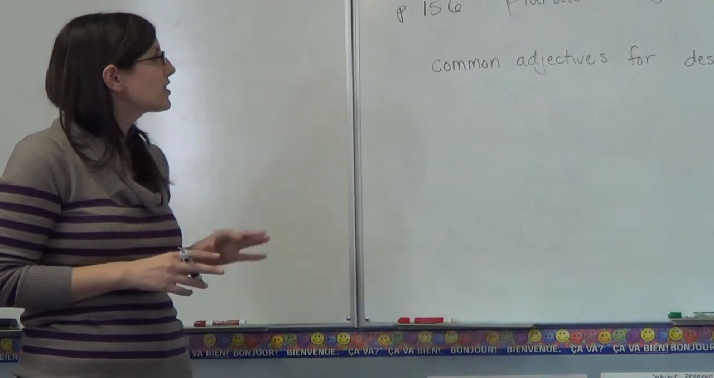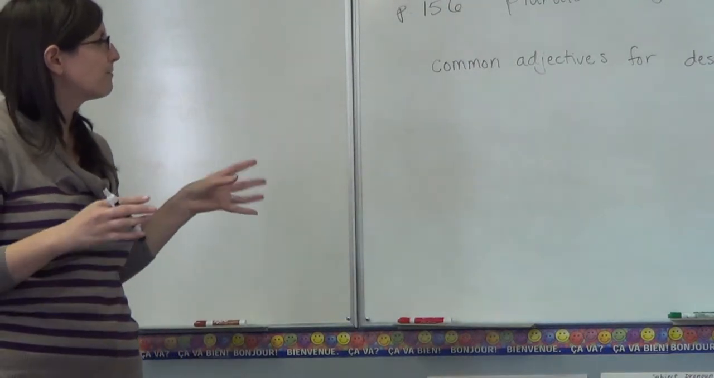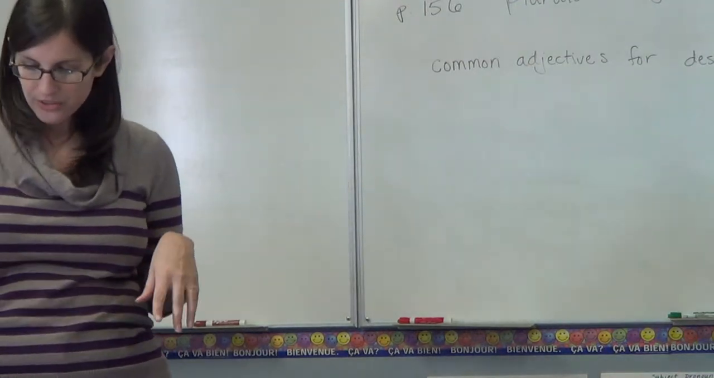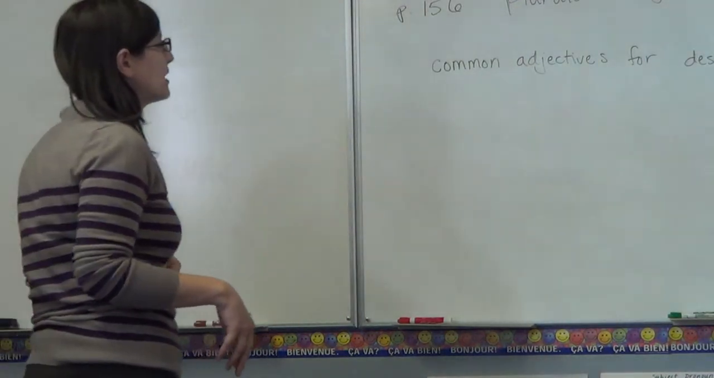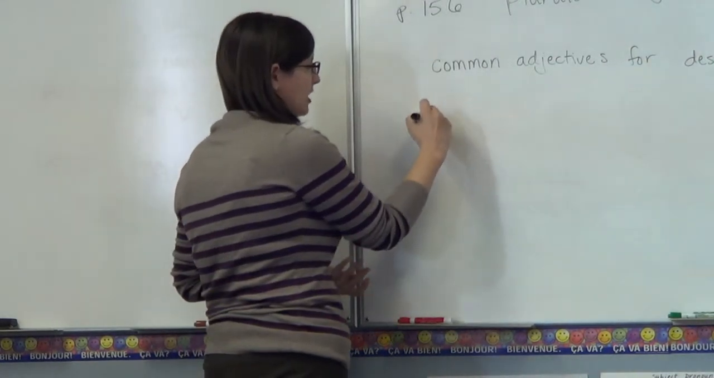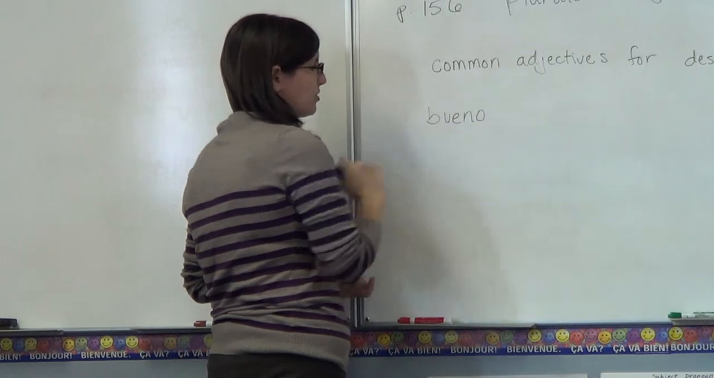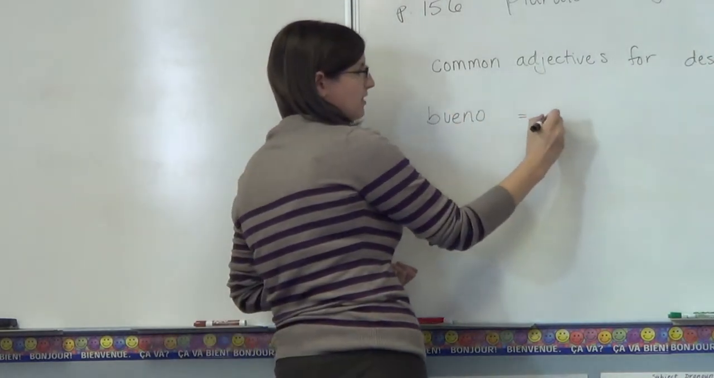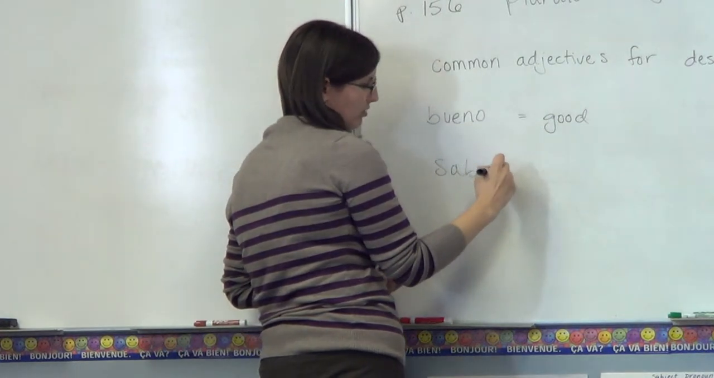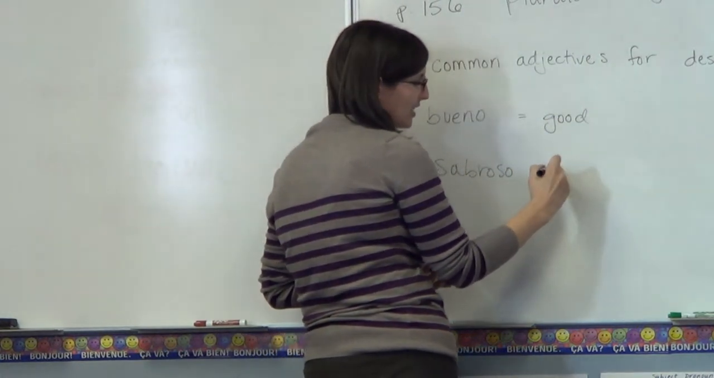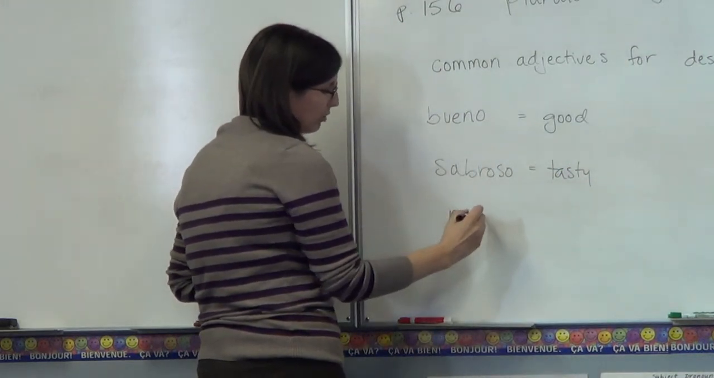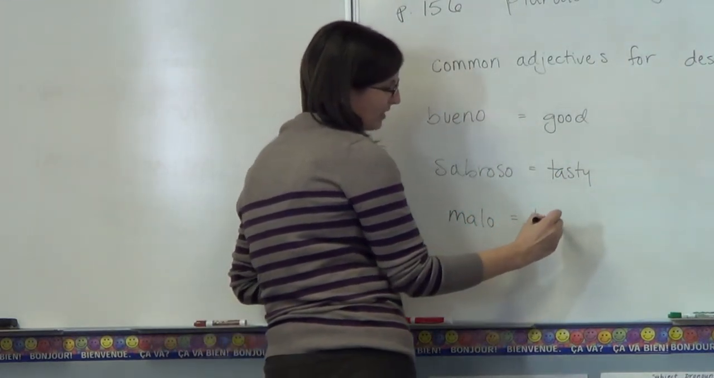Yeah, so, okay, so up here, this is pretty similar, you're really following the same rules with the adjectives as you are with the nouns. So we'll use 3 common adjectives as our examples. So like when we're describing food, in Spanish, a lot of times we use bueno, right, which means good. And then we've got sabroso, which means like delicious or tasty. And then we've got malo, which means bad.